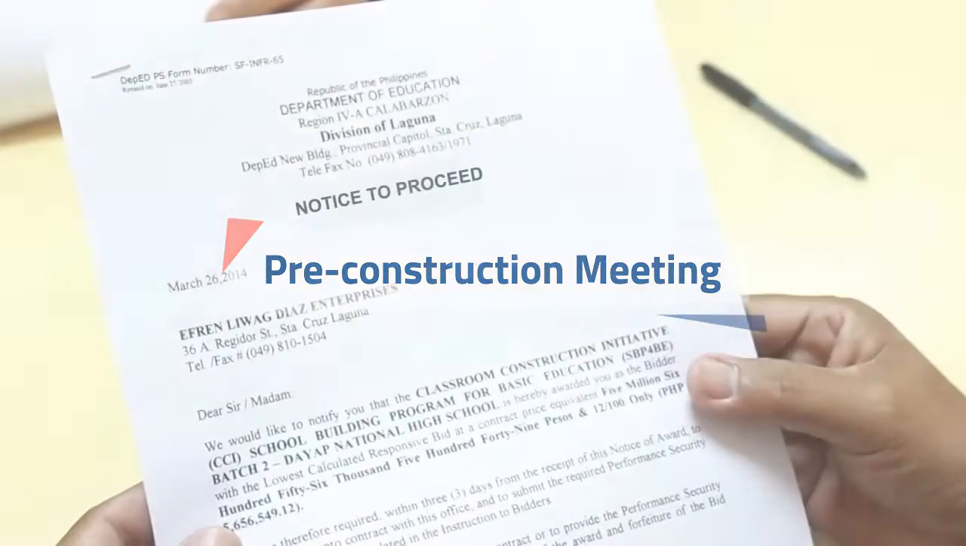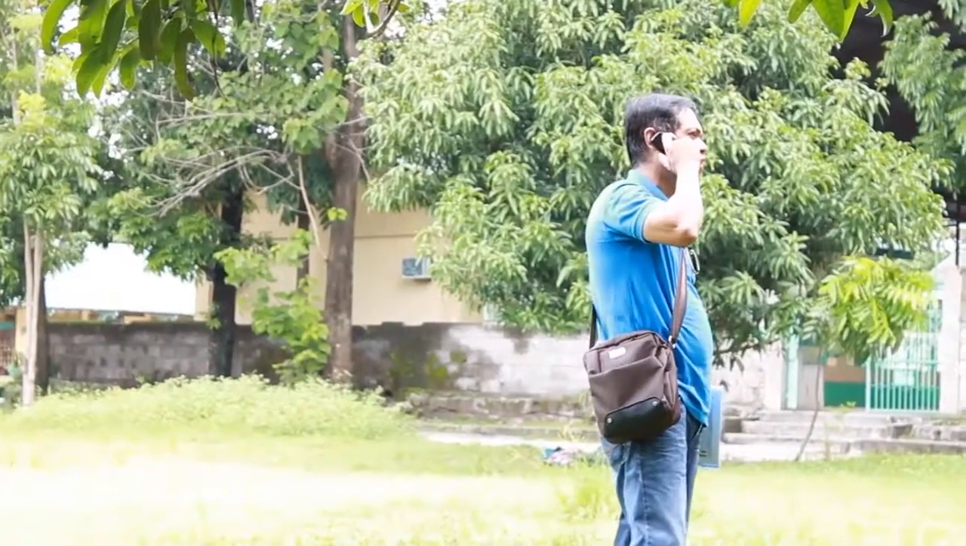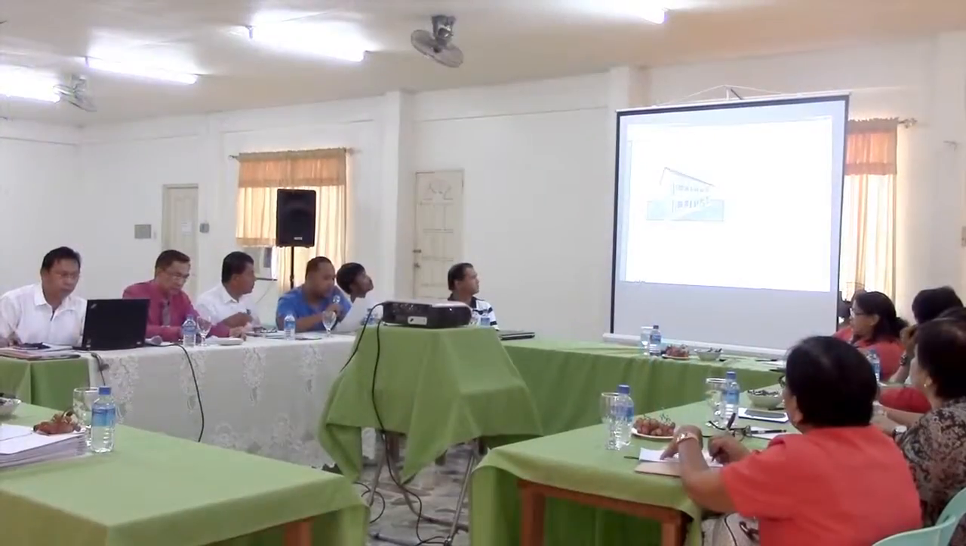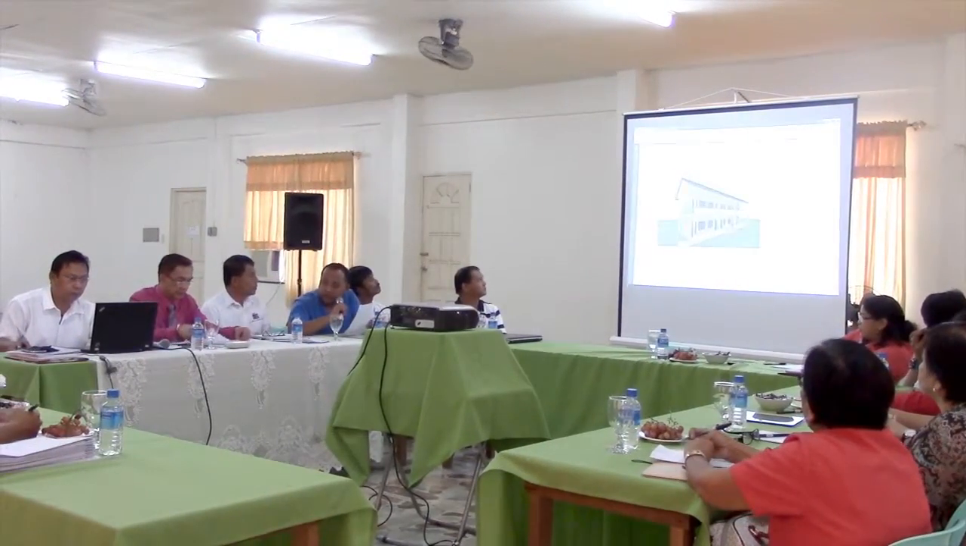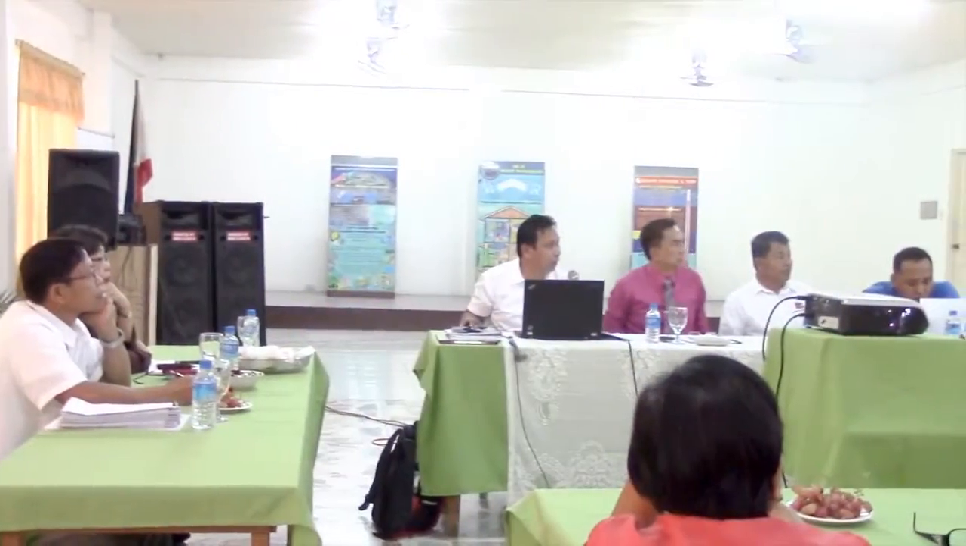Pre-construction meeting. Immediately after the notice to proceed is issued to the successful contractor, the engineer should contact the school division superintendent in order to arrange the pre-construction meeting. This meeting will also be attended by the contractor, the school principal, and the divisional physical facilities coordinator.